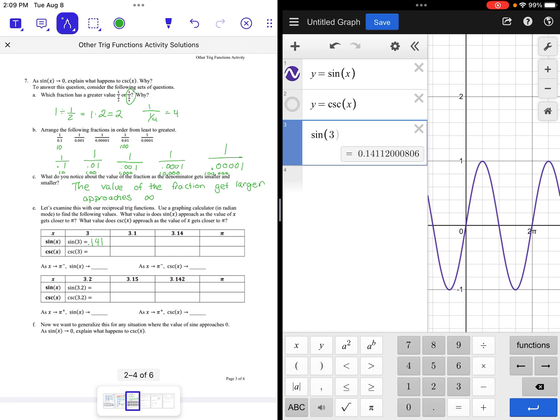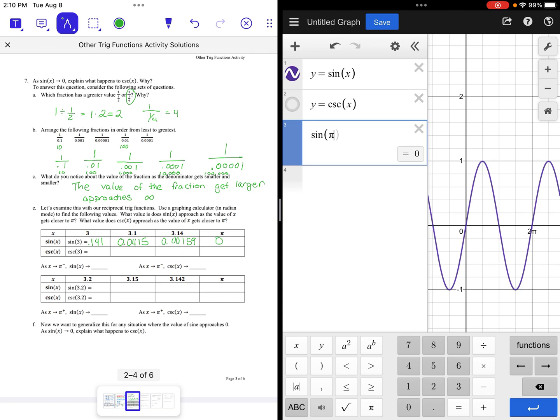Okay. And if I did sine of 3.1, I would get a slightly smaller number, 0.0415. And if I did 3.14, I'm getting 0.00159. So what you should notice is my numbers here are getting smaller and smaller and smaller until if I actually put in the value of pi here, I would get 0.